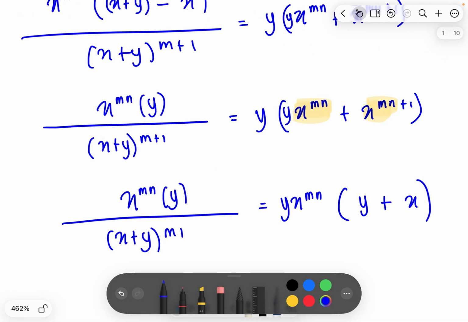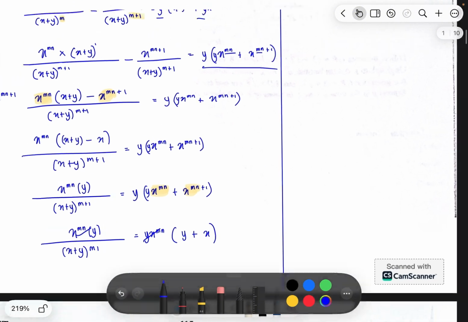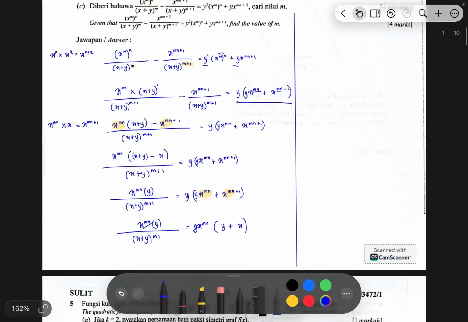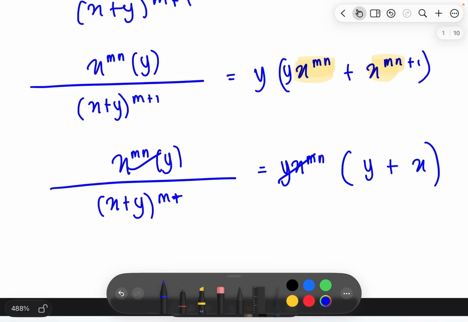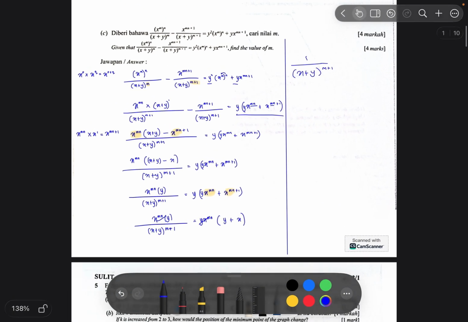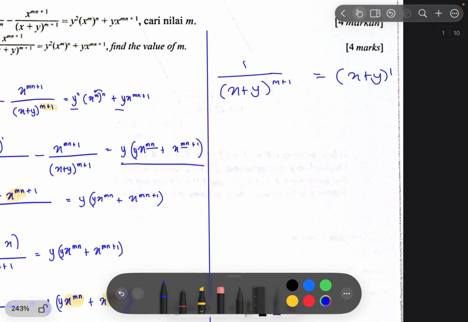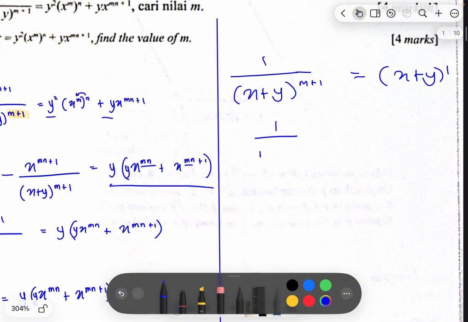Okay, so then I can cut these two. Exactly. So we get 1 over x plus y m plus 1. And then we get equals to x plus y power of 1. Okay, so do not do this. Do not do this. This is not the same. So since we can't really make it, in order for comparison, it has to be the same. So since it's not the same, means that we still have to solve it.